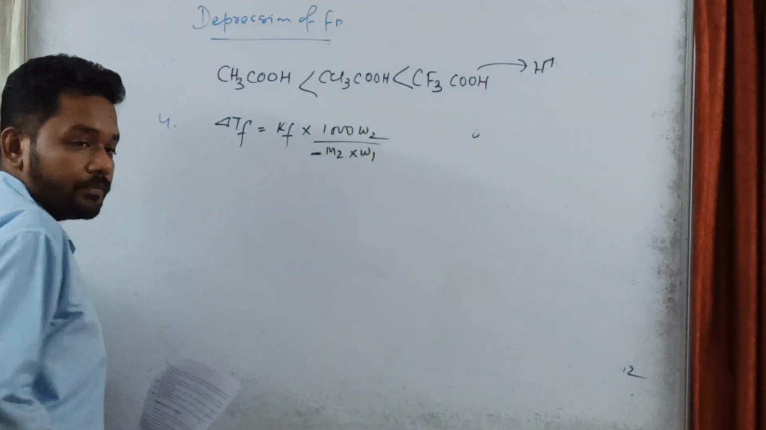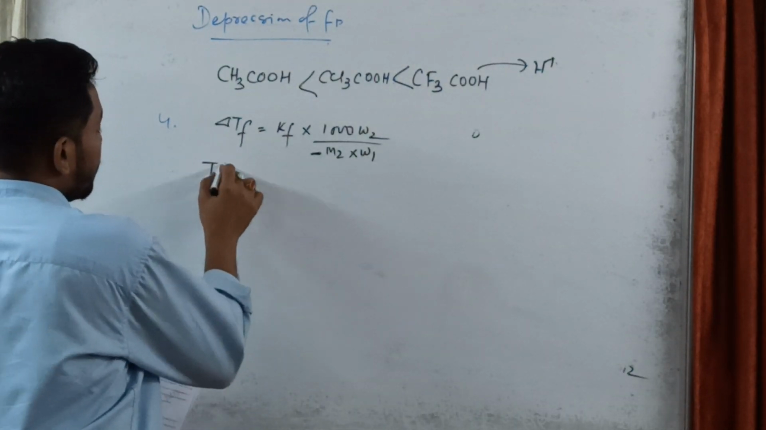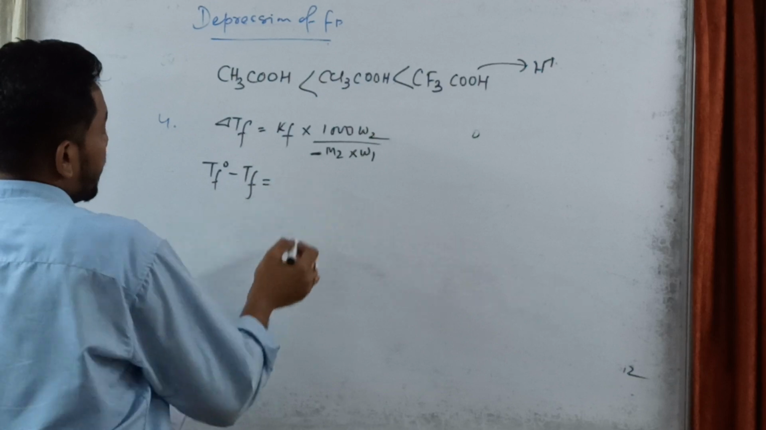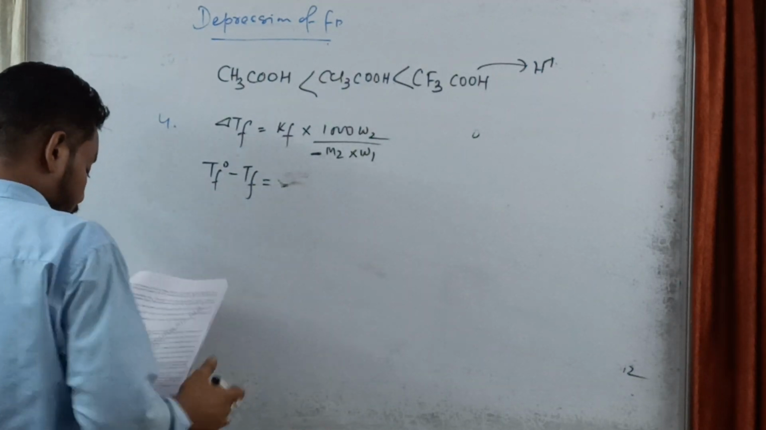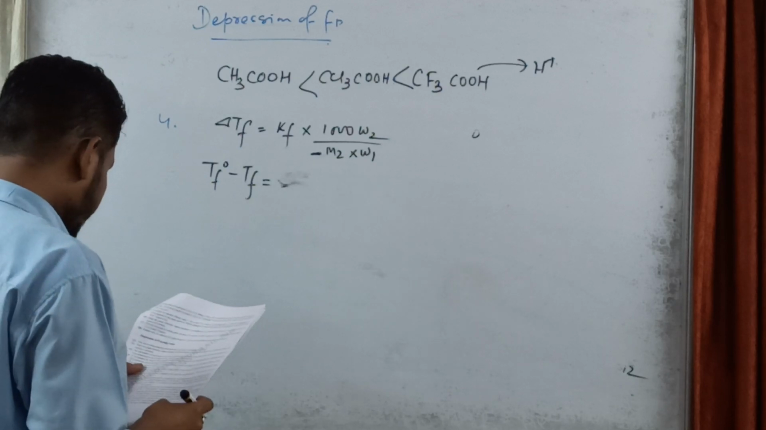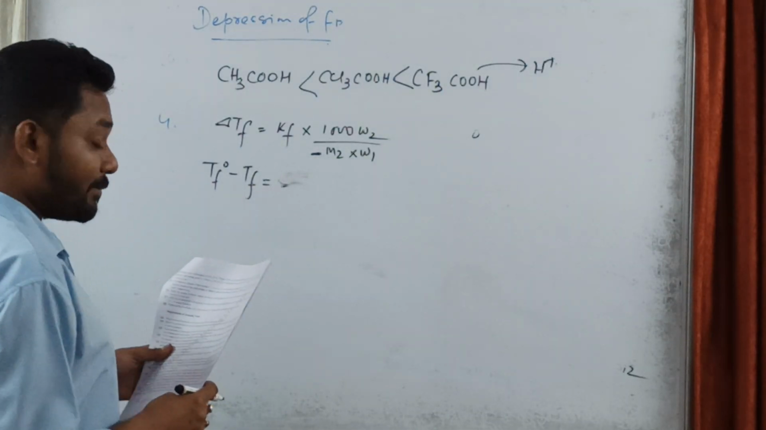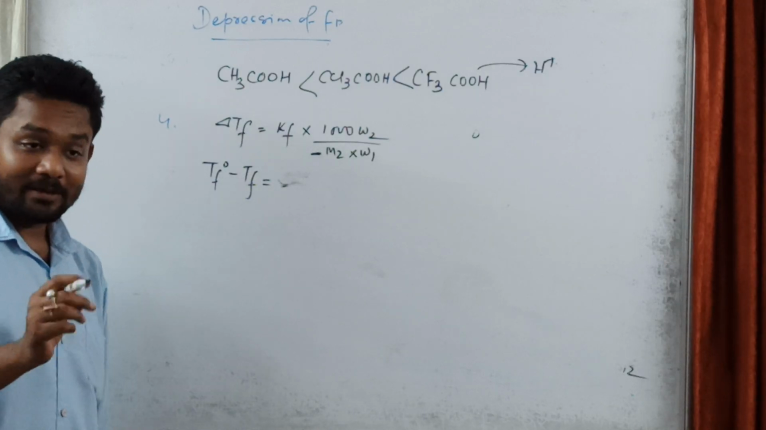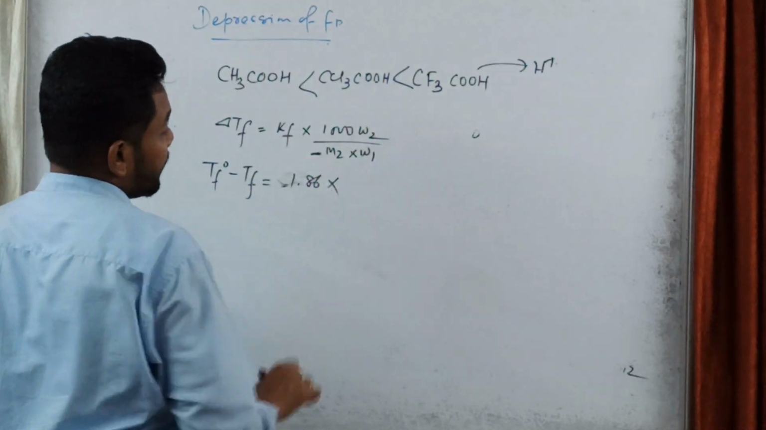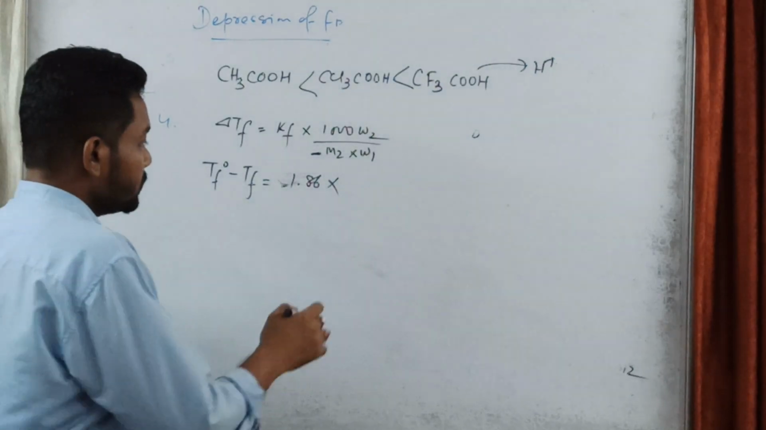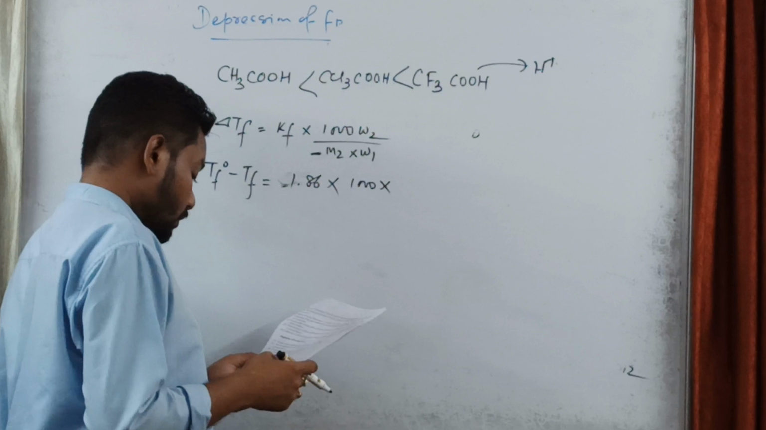Yes or no? Right. So delta Tf means Tf0 minus Tf. What is the Kf value given? Kf value is not given, but I have said you need to remember the Kf value, and it is given water. So what is the Kf value for water? 1.86. You all know that. Then 1000 into W2, that W2 is weight of the solute.